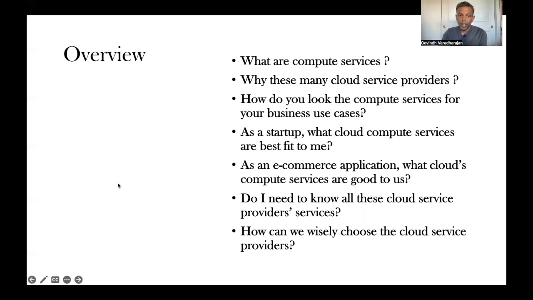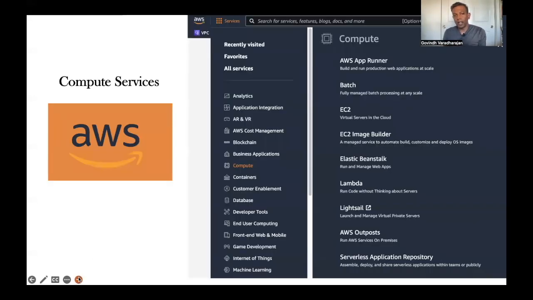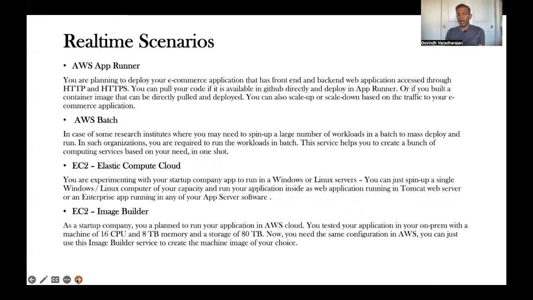Moving on to the next slide here. I logged into the AWS console and clicked on the compute category, and I got all the services available in it. They are AWS App Runner, Batch, EC2, EC2 Image Builder, Elastic Beanstalk, Lambda, Lightsail, AWS Outposts, and Serverless Application Repository. These are all the services available in the AWS Compute Service category. So let's see how these services are used in real-time scenarios.